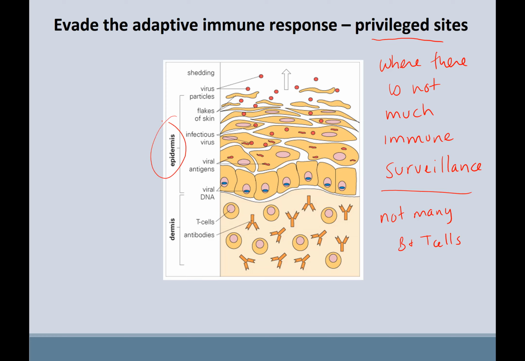So this is an example of virus. This is human papillomavirus. And it's replicating, you can see, in the skin as it differentiates. And so we don't have the antibodies and the T cells circulating there, so this virus can replicate undetected.